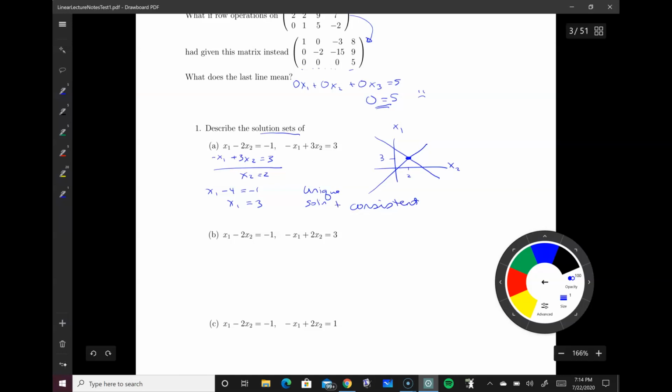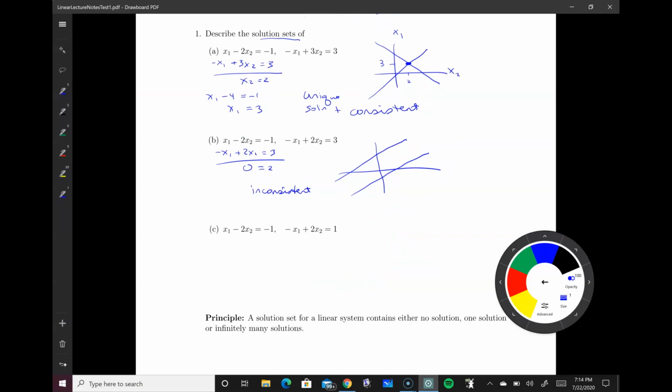Okay, let's do this one. So negative x1 plus 2x2 equaling 3. If I add these two equations together, I get 0 equaling 2. All right, we know that's not true. If I was to draw these on x, y axes, I would have two lines that look like this. So we can see this is inconsistent. These lines do not intersect at all.